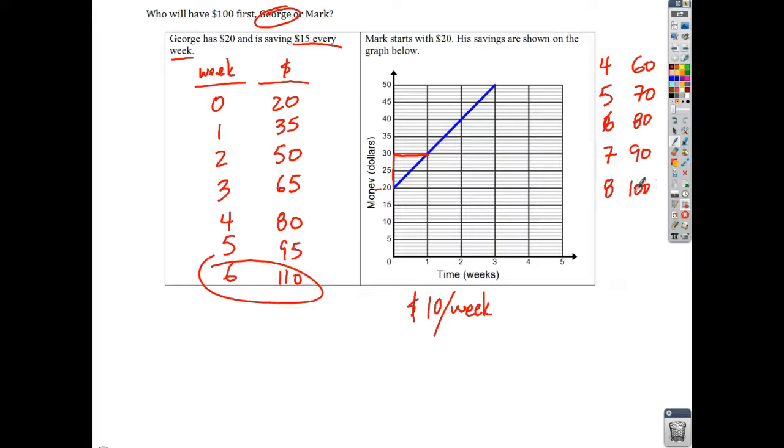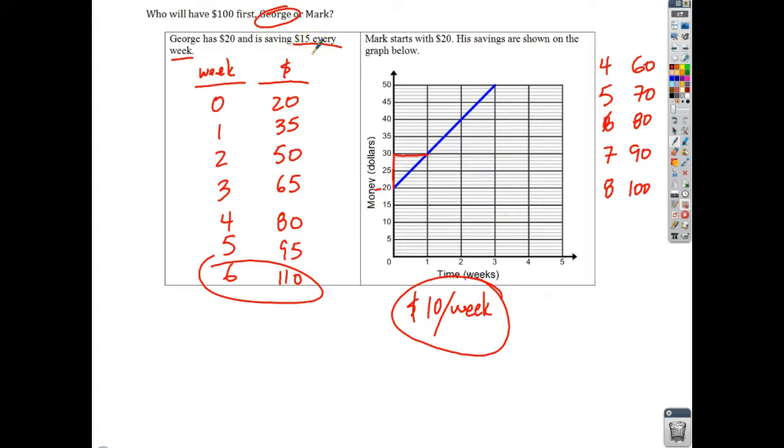Another way we could have done this is to look at the starting point. They both start at $20, and George's rate of change is $15 every week, and Mark's is $10 per week. So without even actually calculating how long it's going to take, you know that George is going to get there first. His money is going up faster. They start at the same place. He's saving more every week. He's going to be going further and further away.